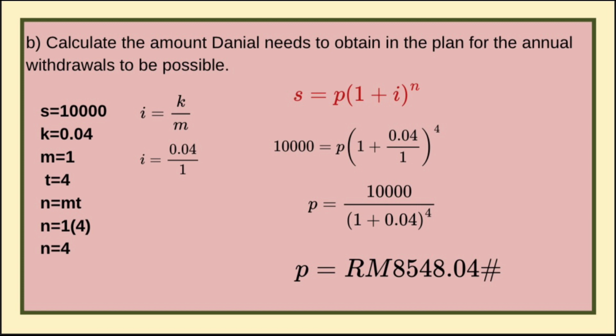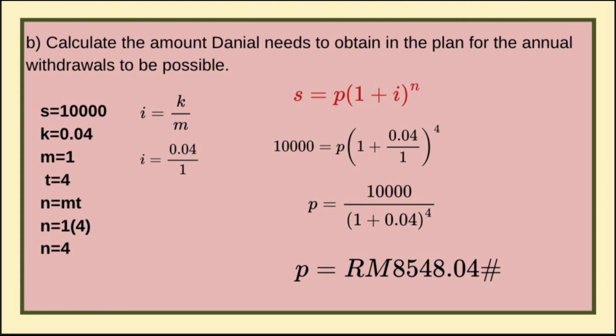S is accumulated amount equals to 10,000. K is annual interest rate equal to 0.04, which is 4%. M is frequency of annually equals to 1. T is the terms equals to 4. N is number of interest period equals to 4. The formula to find N is N equals to M multiplied with T. I is periodic interest rate equals to 0.04 over 1. The formula is I equals to K over M.